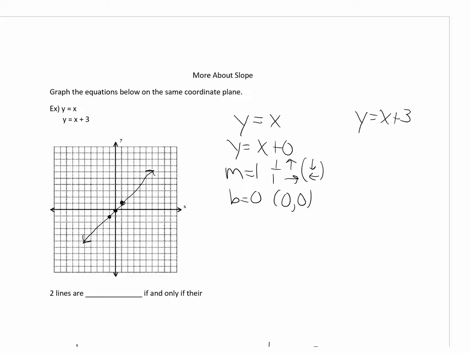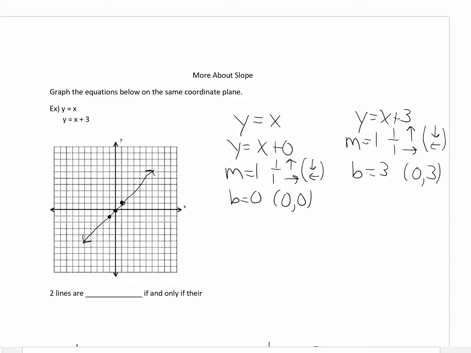Okay, now, y equals x plus 3. Well, we know the slope is 1, which is 1 over 1. Similar to the last graph, we can go up and to the right, or down and to the left. The y-intercept is 3, so I can write that as an ordered pair (0, 3). So start at (0, 3), go up 1 to the right 1, down 1 to the left 1, connect the dots. Now, what do you notice about the two lines?